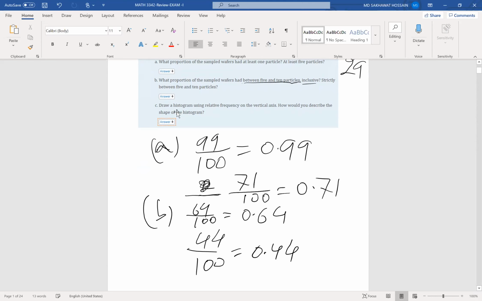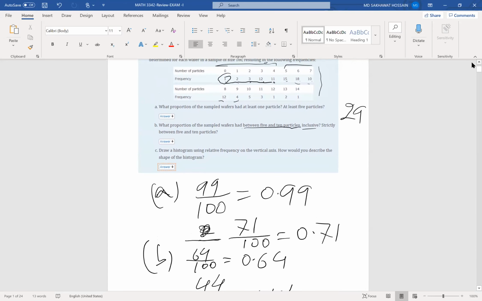And part C is, draw a histogram using relative frequency on the vertical axis, and how would you describe the shape of the histogram? Now we have to draw a histogram using relative frequency on the vertical axis. So you have to construct the histogram using relative frequency.